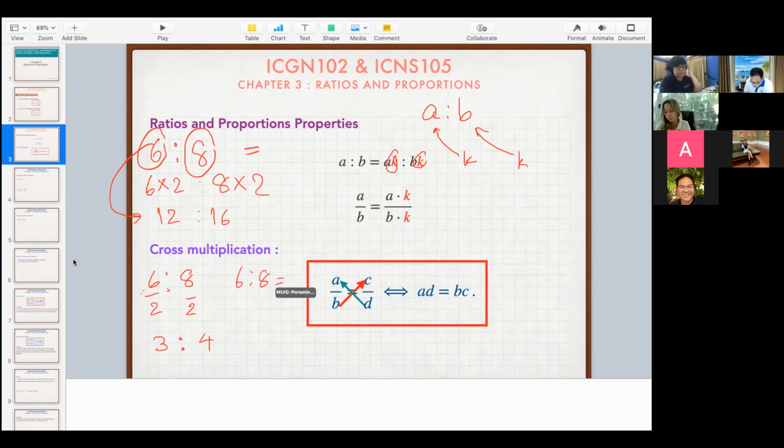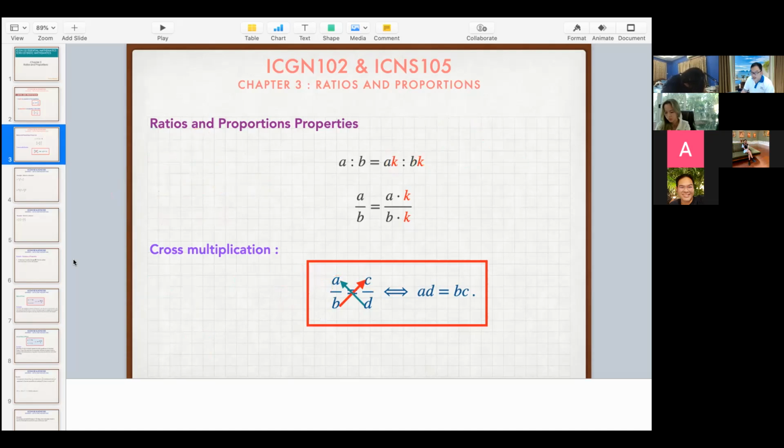So 6:8 equals 3 over 3:4. It's still the same; you can just multiply or divide both by 2 and you still get the same thing. So when you write the ratio back in terms of fractions, you still get a over b.